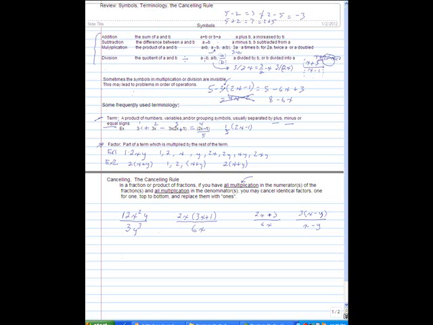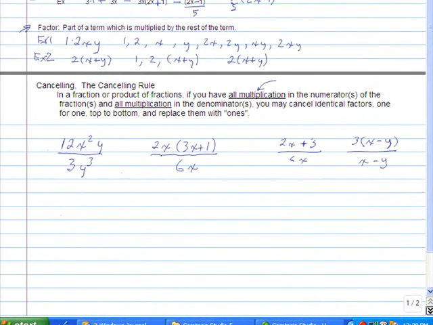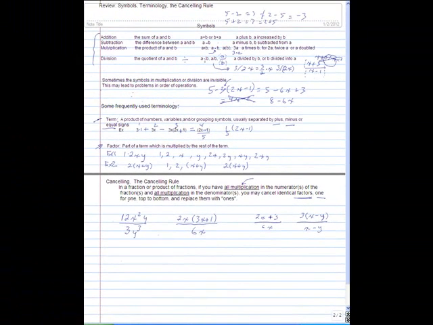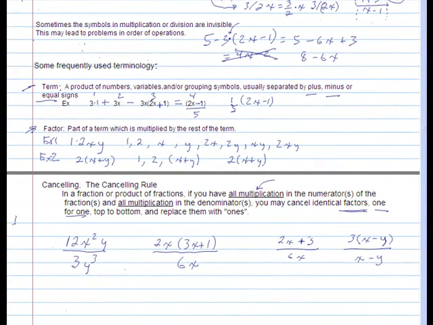Now let's go to the last part of this podcast, which is called the canceling rule. The canceling rule states as follows. In a fraction or in a product of fractions, if you have all multiplication in the numerator or numerators of the fractions, and all multiplication in the denominator or denominators of the fractions, you may cancel identical factors. Cancel identical factors. 1 for 1. You can't cancel 1x on the top with 2x's on the bottom. It's 1 for 1, and it has to be top to bottom. You can't cancel a 3 in this part of a fraction.